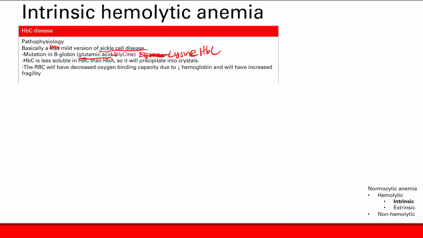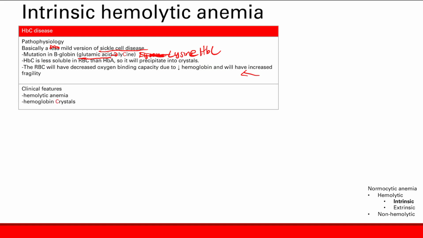Clinical features: you have increased fragility, so you can get hemolytic anemia. And I told you hemoglobin C precipitates, you get hemoglobin crystals. So that's hemoglobin C disease. Again, just a more mild form of sickle cell disease. And the mutation here is glutamic acid to lysine rather than in sickle cell. What did we say it was? It was glutamic acid to valine. And remember, valine was hydrophobic.